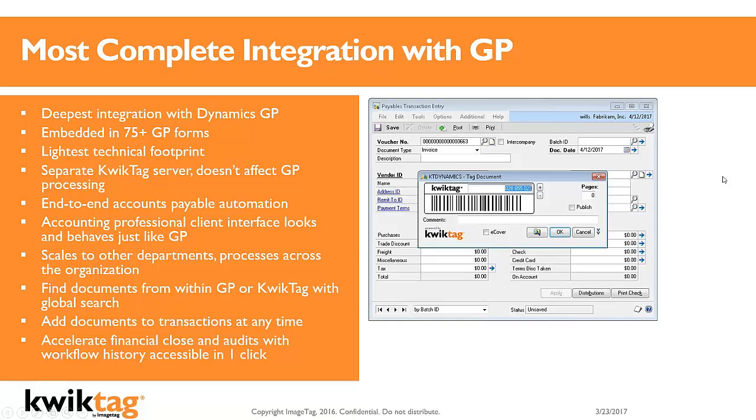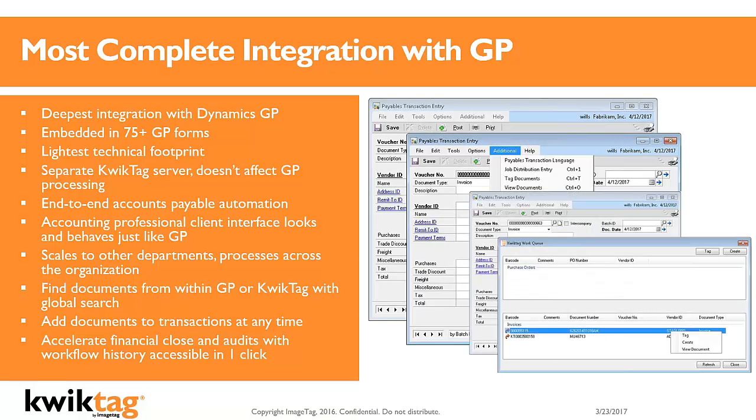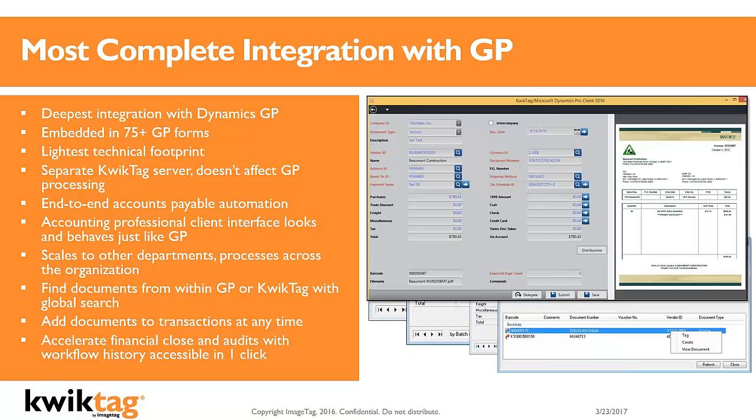So all of that enables you to quickly access your documentation, get your vendors paid on time, and get faster to close when you need to close at the end of the month, end of the quarter, and certainly at audit time. That search capability comes in very handy as well. So those are just some of the screens that you're going to see as we take a dive into the GP interface within KwikTag.